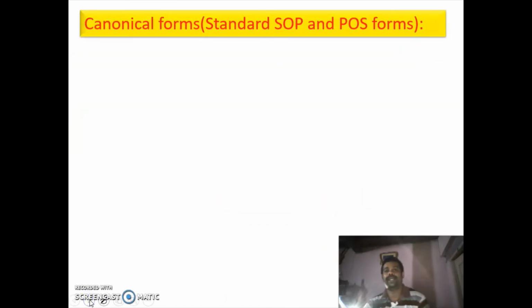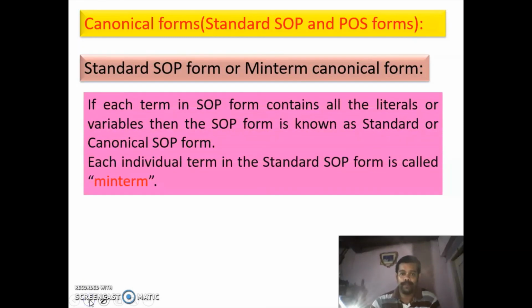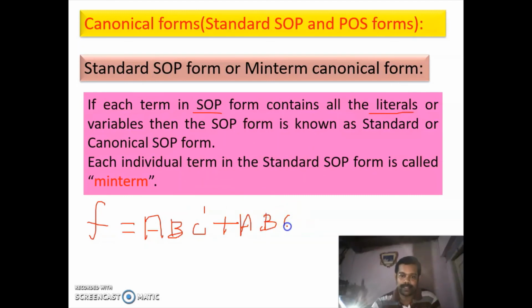Next one is canonical form or standard form. In each term of SOP, so SOP is nothing but product terms added together, each term of SOP contains all literals. Now I will tell what is meant by literal. We can take a function A, B, C bar plus A, B, C plus A bar, B, C.